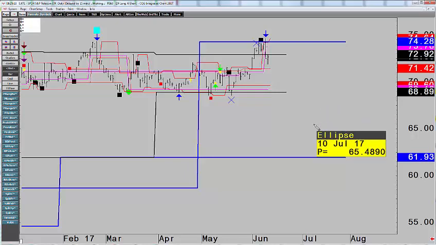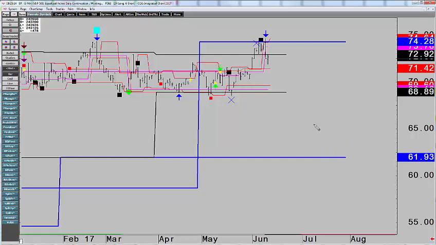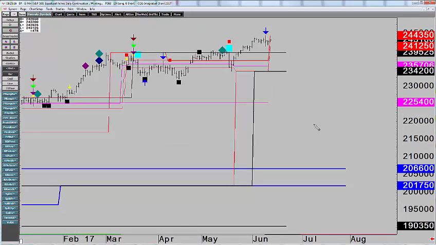So we're just going to finish up with the indexes, have a quick flick through. Start off with the E-mini. Went down lower and then closed back up again. Typical behaviour. Everyone keeps on heading for the exit at once, and then the market recovers.